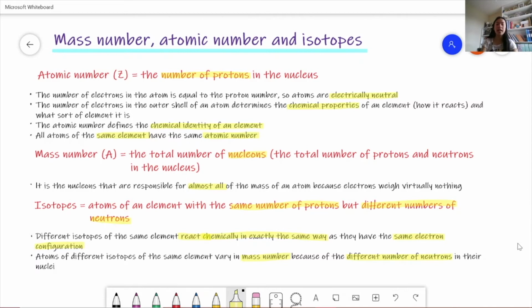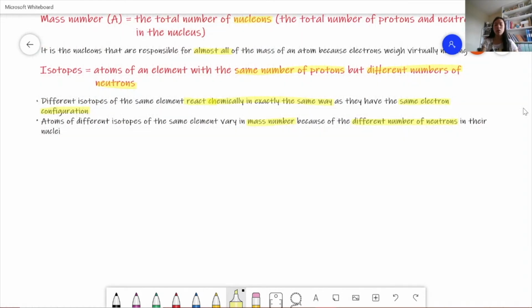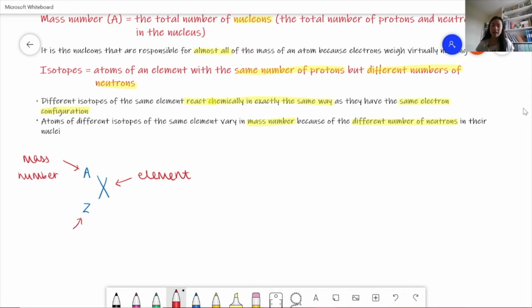So for example, if we looked at a general element, if we called this general element X, what we would have would be A at the top and then Z at the bottom. So X is the element, and then we have A as the mass number, and then Z here as the atomic or the proton number. So this is how they're set out in periodic tables.